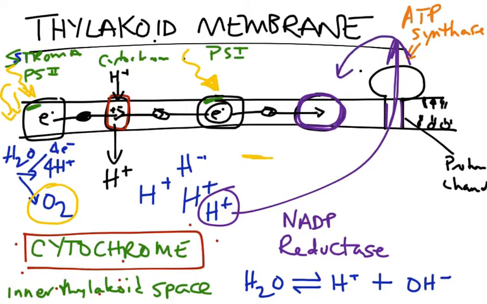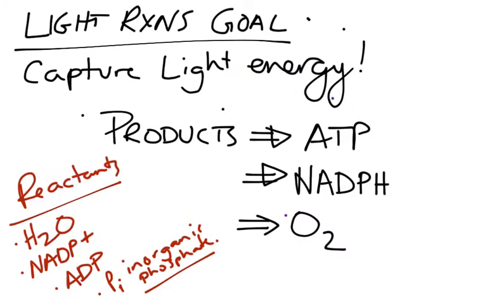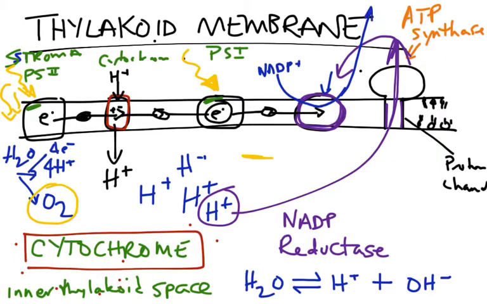The H pluses, as they come through here, are going to be attracted over to this electron, which really doesn't have much. And NADP plus comes in, picks up the electron and the proton, and leaves as NADPH. Okay? So the proton that came through here gets picked up by NADP plus with the electron and becomes NADPH.